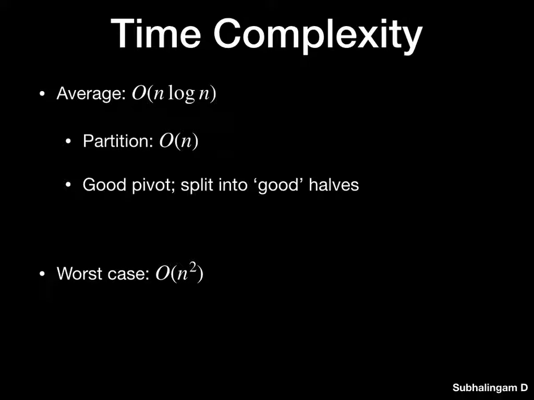But the worst case complexity is still order of n squared. This is when the pivot happens to be in the last position all the time.